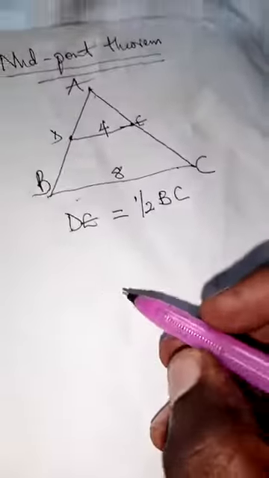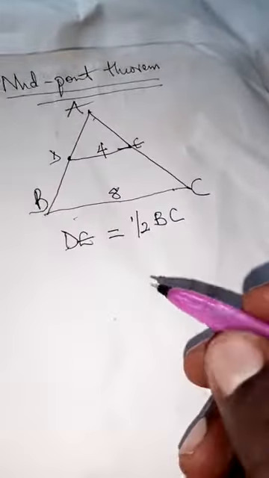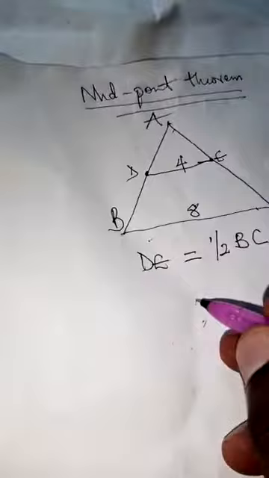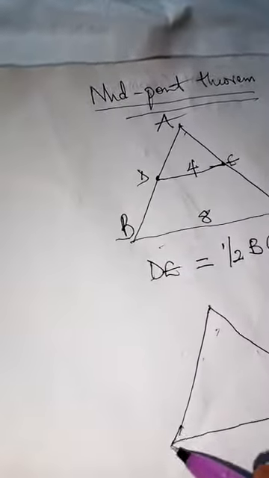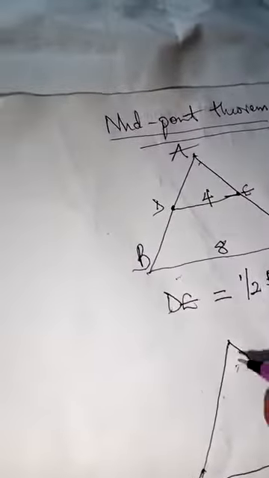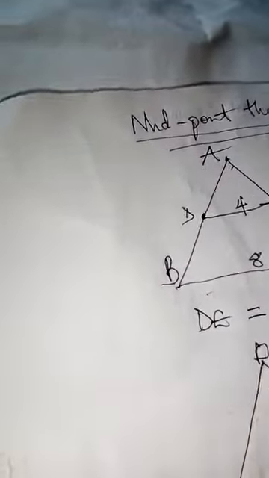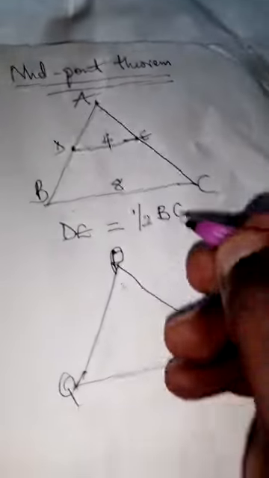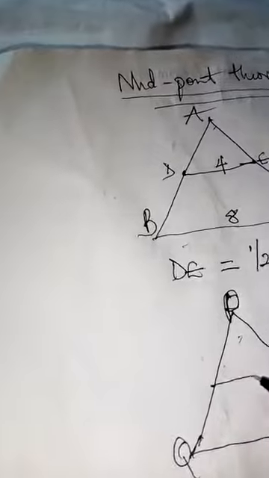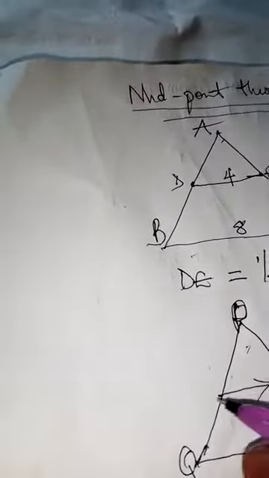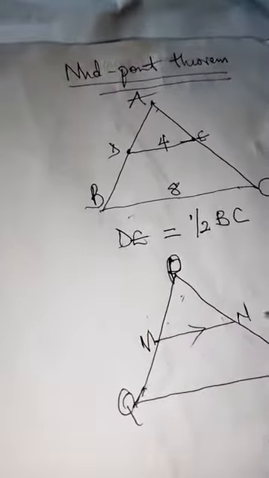And lastly, the last theorem I will give you is about proportion division. If you have a triangle again, look at this triangle. Let me call this one P, Q, R. This is my P, this is my Q, this is my R. Let me call this place M, and this place N.